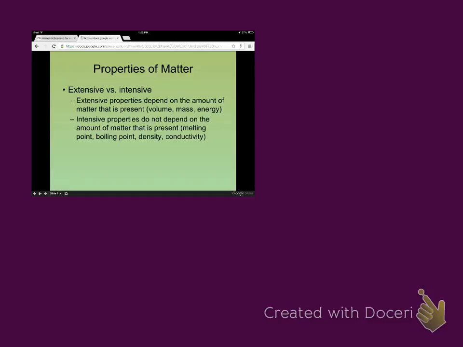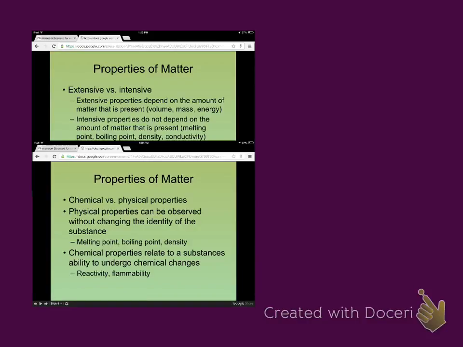How conductive something is. Same thing. Doesn't matter if you've got a single atom of it, or a mole of atoms of it. We'll talk about moles later. Melting point, boiling point, density. The density of a lump of aluminum is the same if you have a gram of it or a kilogram of it. The density doesn't change. So that's extensive, intensive. Okay, so this is much more important for our purposes.